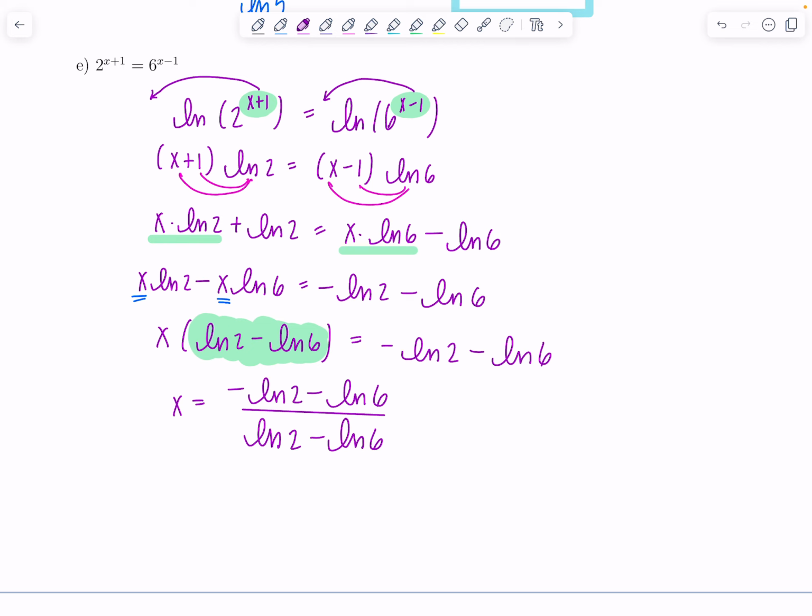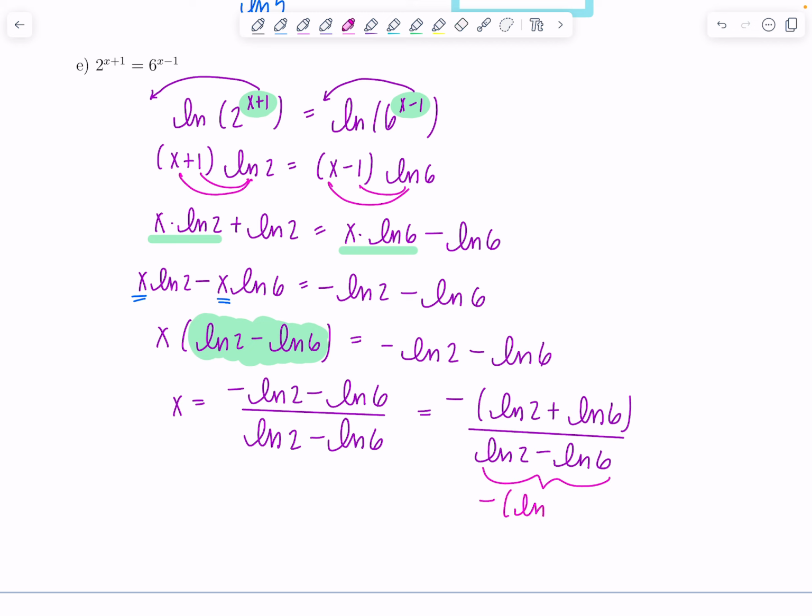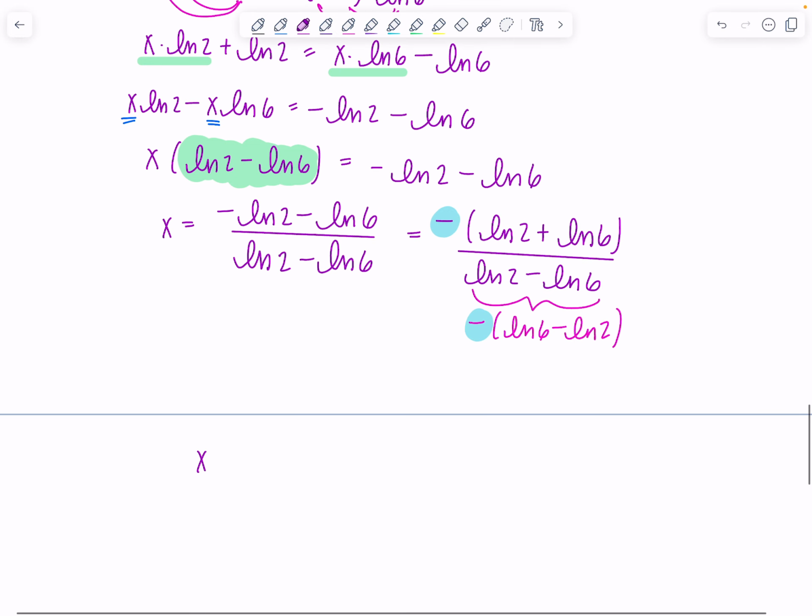Now, I'll show you how to clean it up. We're going to take a negative out of the numerator. So it'll be ln of 2 plus ln of 6 once I've factored it out, over ln of 2 minus ln of 6. And anytime you reverse the order of subtraction on a quantity, that changes the sign. So that multiplies by another negative. So I can switch this. This is equal to negative ln of 6 minus ln of 2. And then these two negatives would end up canceling each other out. So the most cleaned up final answer would be ln of 2 plus ln of 6 over ln of 6 minus ln of 2.